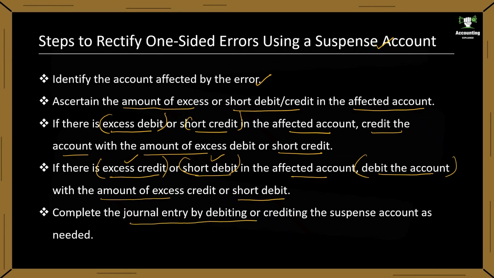Complete the journal entry by debiting or crediting the suspense account as needed. So wherever the suspense account is needed on the credit side, put it on the credit side. If it is needed on the debit side, put it on the debit side, and close the accounts.